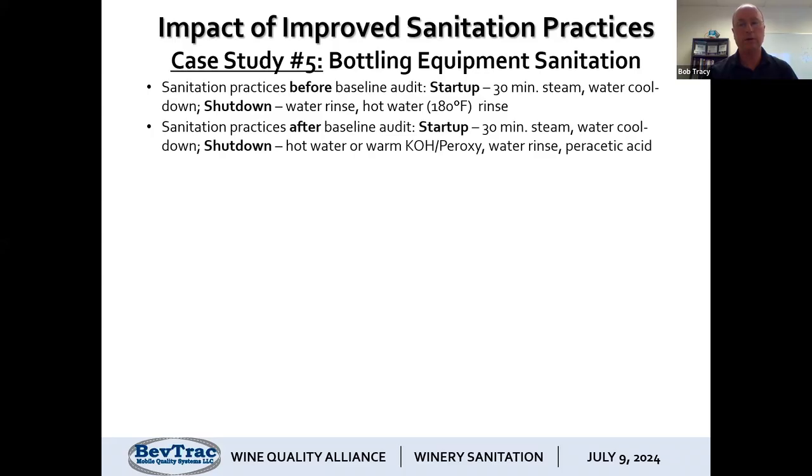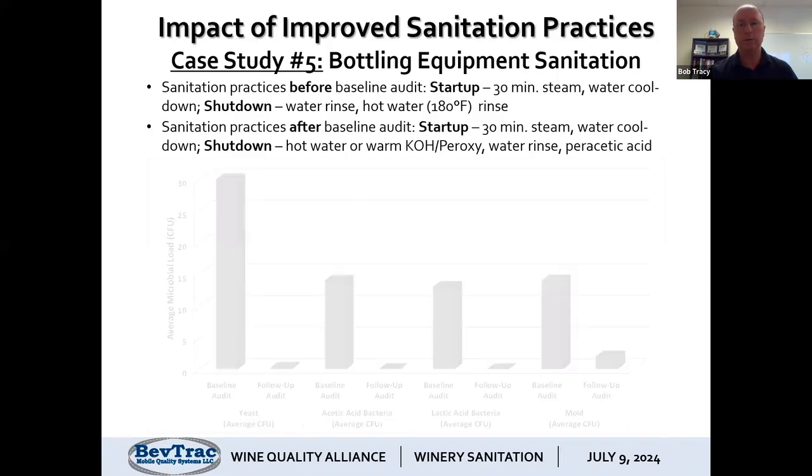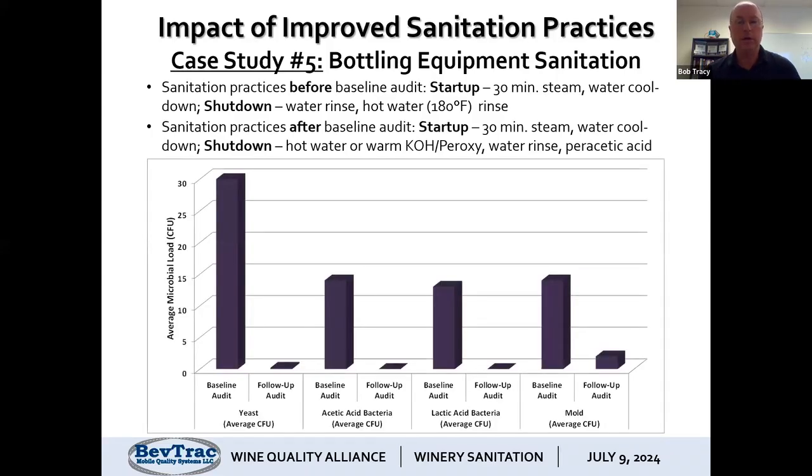And then after the baseline audit, at startup, they were using 30 minutes of steam again. And then at shutdown, they started using hot water or potassium hydroxide or proxycarb as their cleaner. And then they did a water rinse and used peracetic acid as their sanitizer. And again, all of the microbes were quite high at the baseline audit. And then after they implemented the improved sanitation practices, they basically have no microbes on their equipment except for a little bit of mold.